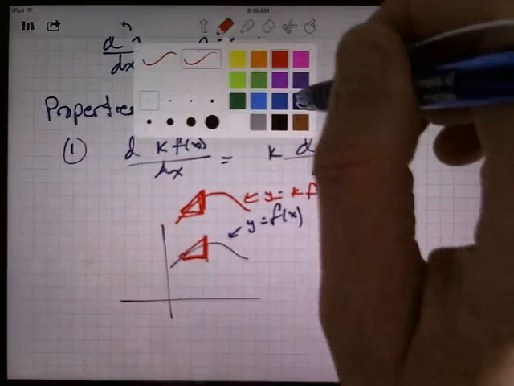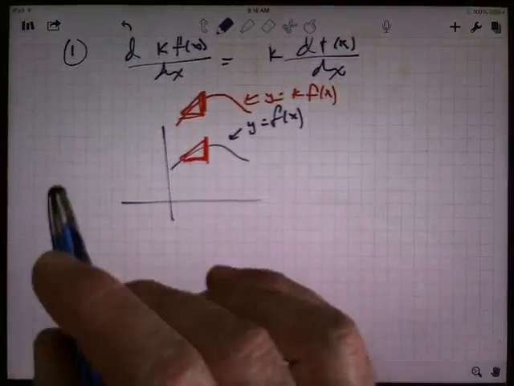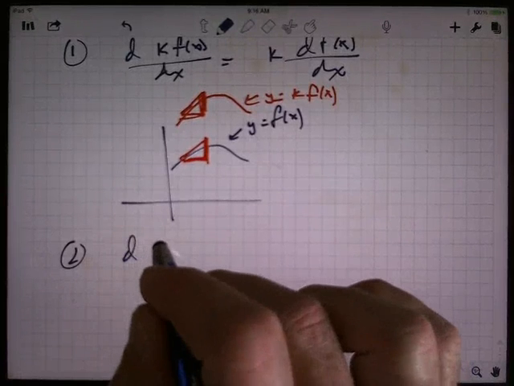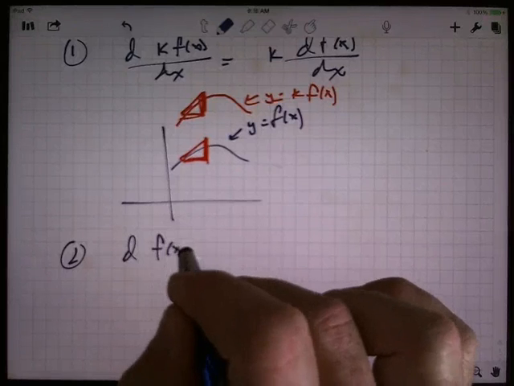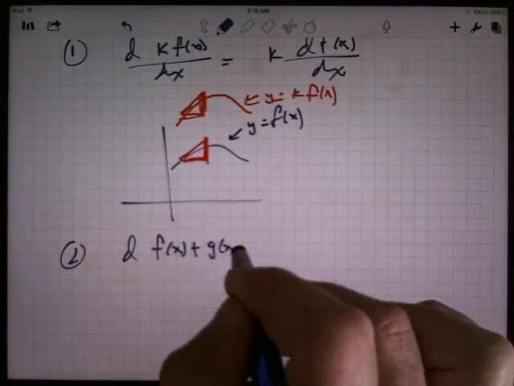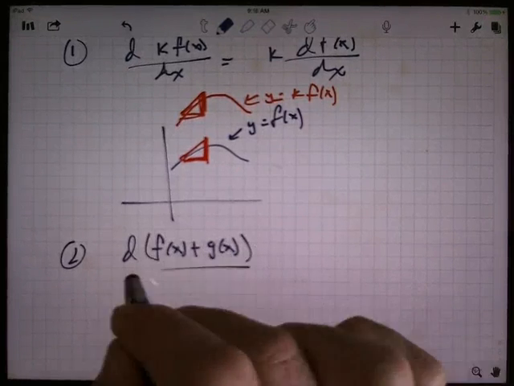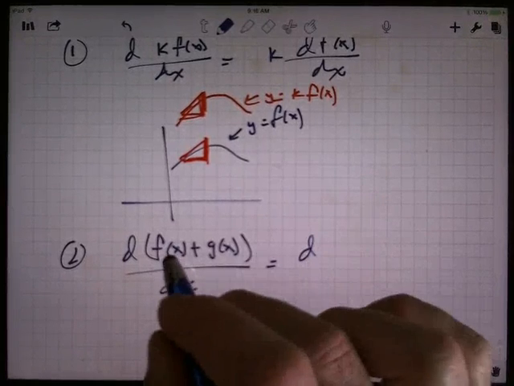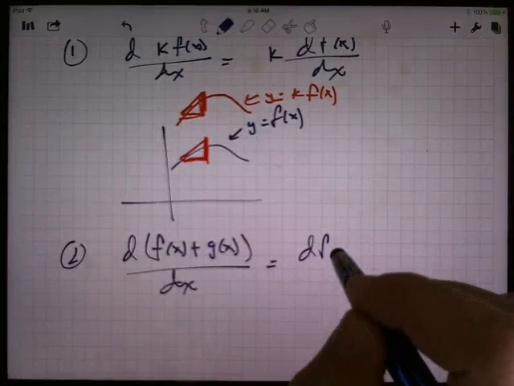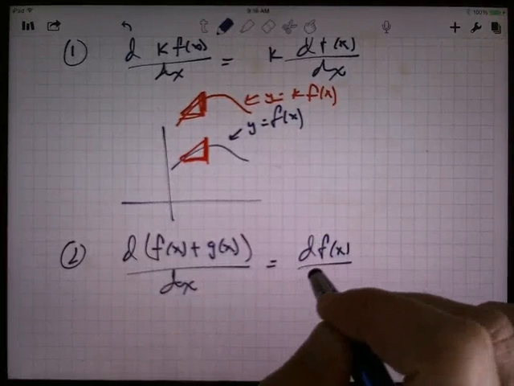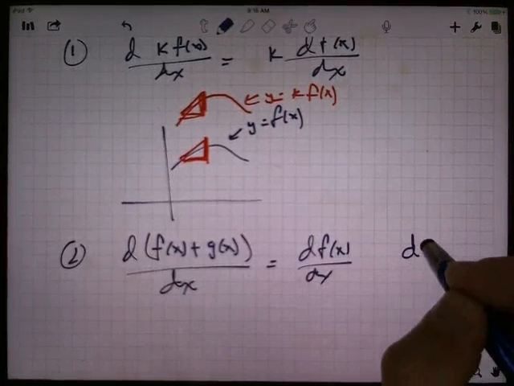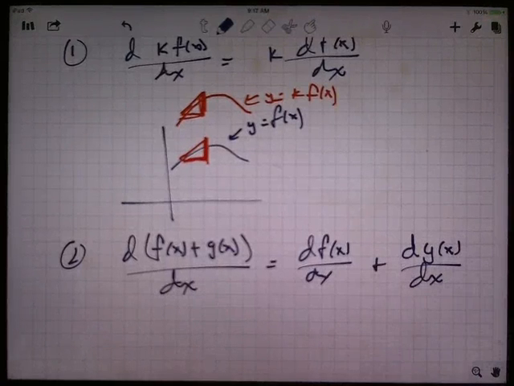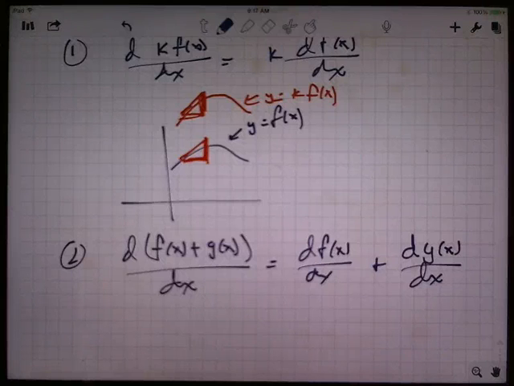Now, that's my first property. My second property is this: the derivative of a sum of two functions, f of x plus g of x, is the sum of the derivatives. So take the derivative of f of x, take the derivative of g of x, and add them together.